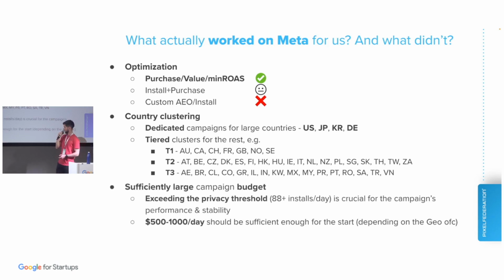And then last point, the obvious one, you should have a sufficiently large budget, because if you don't reach the privacy threshold of 88 players per day, the performance of the campaign and the stability of the performance just goes to shit. We tested it only recently on another project. We had 4 campaigns. One of them wasn't reaching the privacy threshold. That was the only one that didn't have stability in its performance. The rest of them worked pretty well.